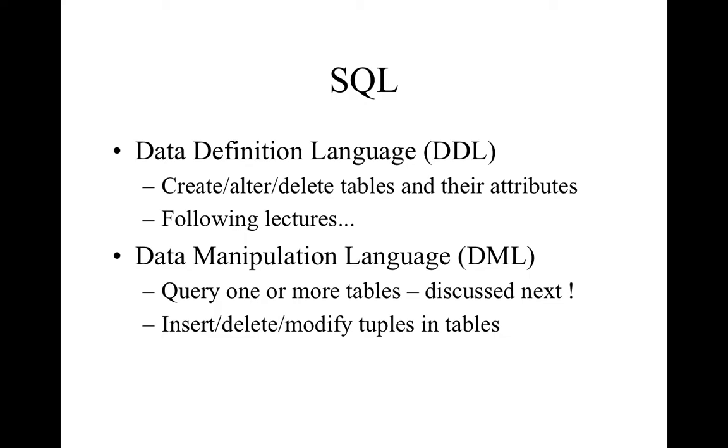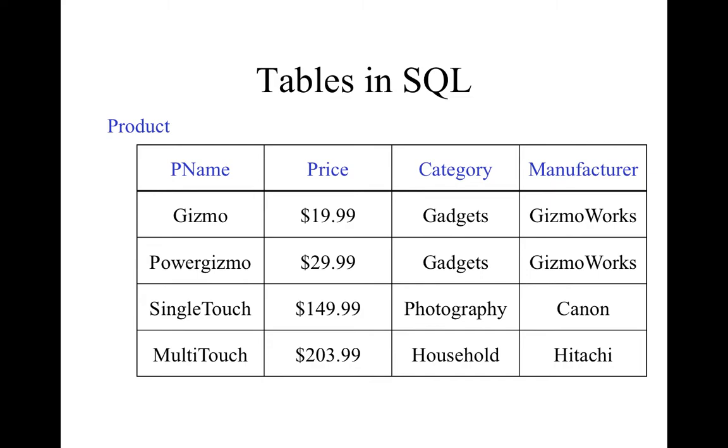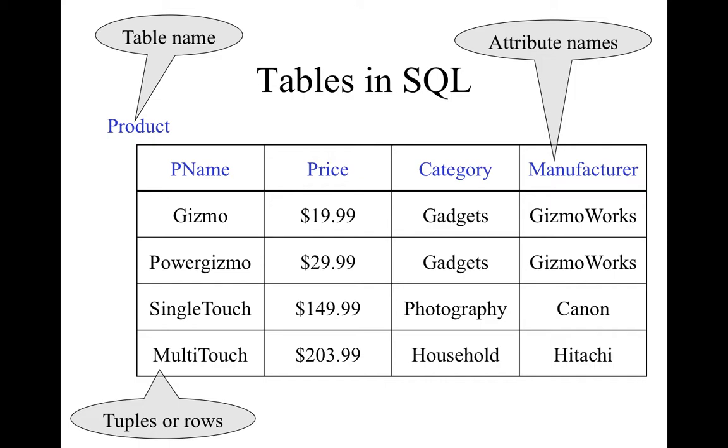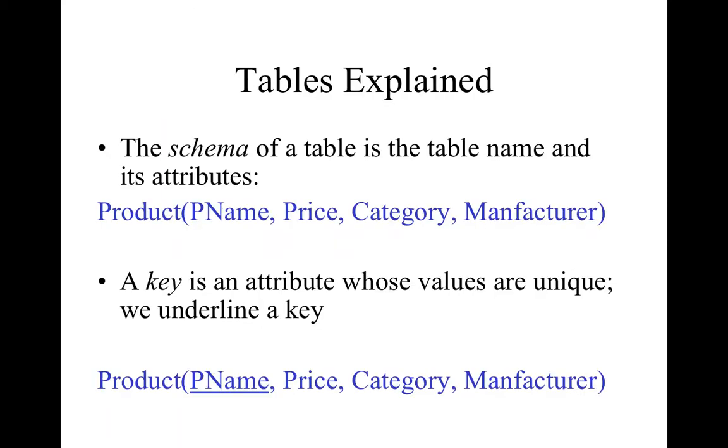And when we're doing the data manipulation language, which we're going to go into a little bit more detail here, it's really about querying one or more tables. So if we were looking at this table in SQL, where we've got product name, price, category, manufacturer, the next slides are going to be looking at how to best query this information to get the right results. So keep in mind, we're talking from a product perspective. Product is the table name, the attribute names being the product name, price, category, manufacturer, and then the individual rows containing the data related to the tables.